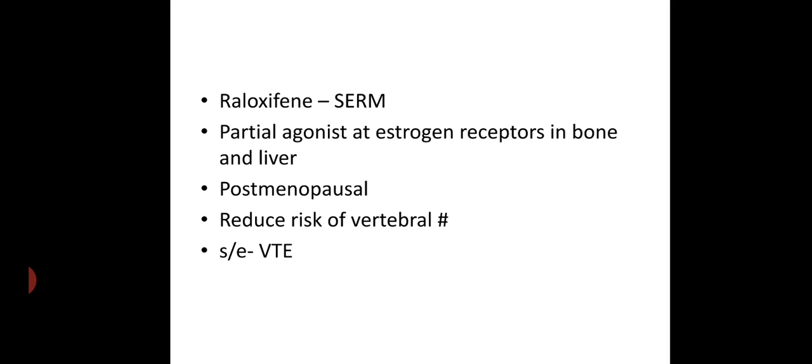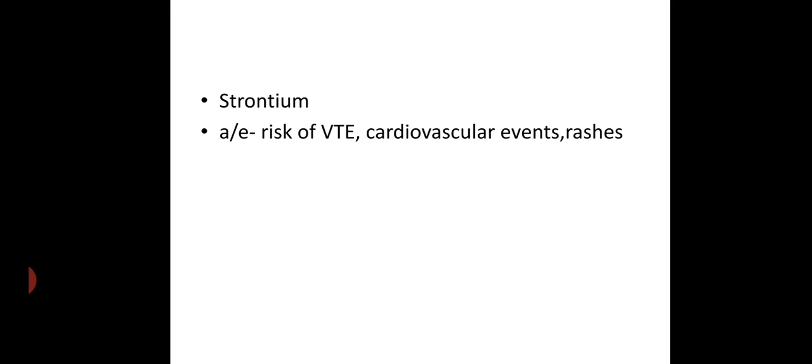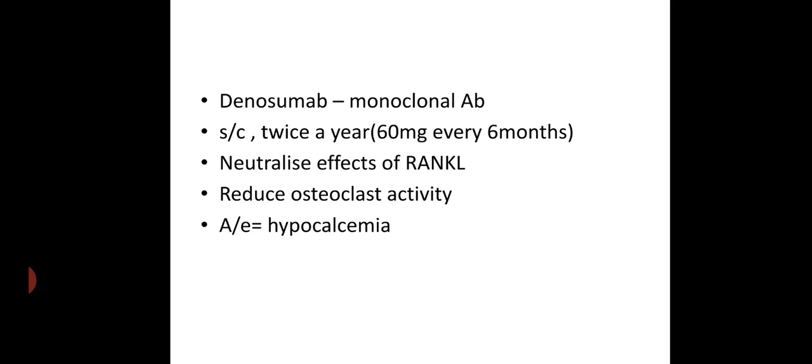Next drug is raloxifene, a selective estrogen receptor modulator, and it is a partial agonist at estrogen receptors in bone and liver. Can be used in postmenopausal ladies. It reduces risk of vertebral fracture, but there is a side effect of risk for venous thromboembolism. Next one is strontium. Adverse effects are risk of venous thromboembolism and cardiovascular events, and rashes.